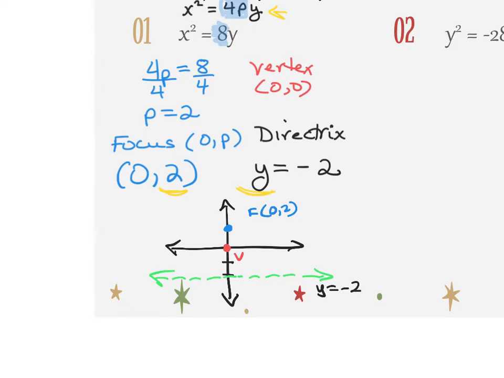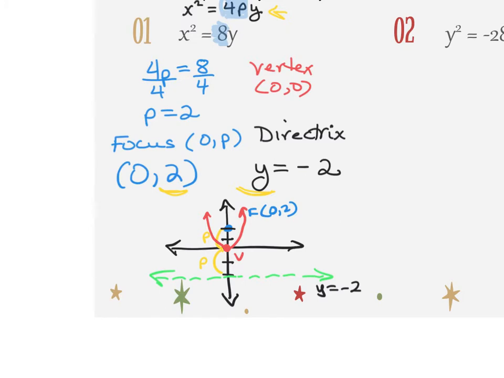Notice the distance between here and here is the same. It's supposed to be 2. So I put markings here. So this is the p-value. It tells you how far away the red dot is from the blue dot and from the green line. My parabola will surround the focus point. And that is your graph.